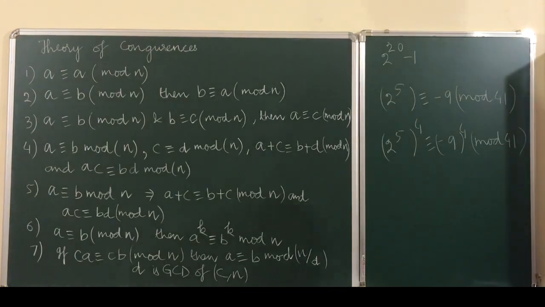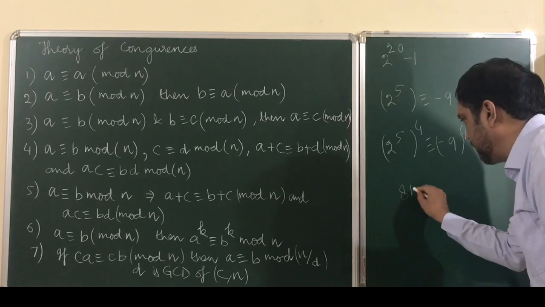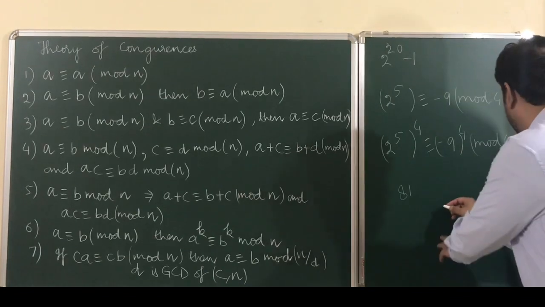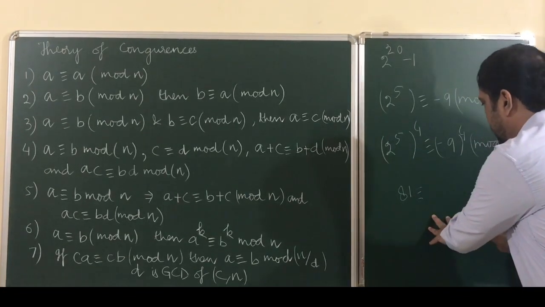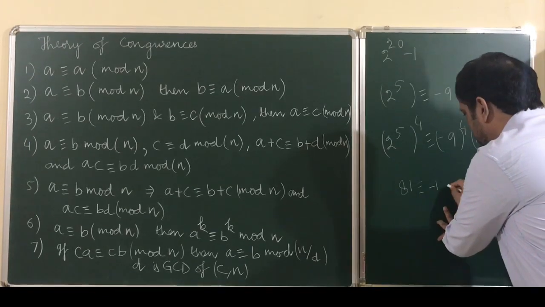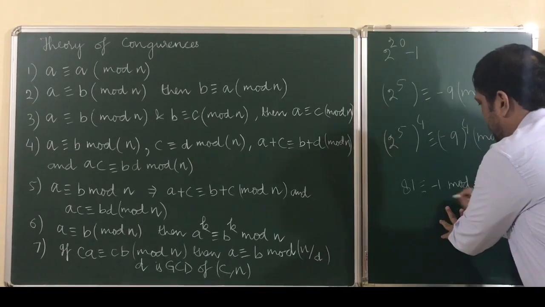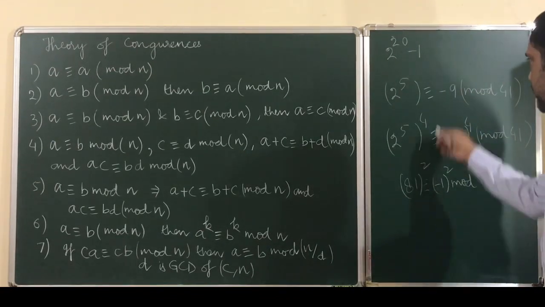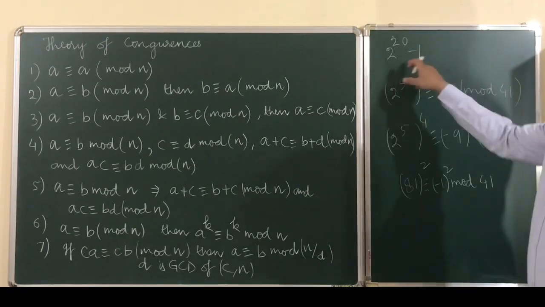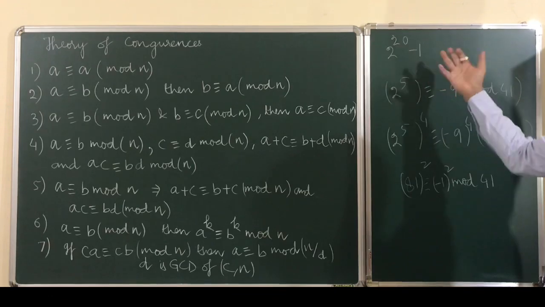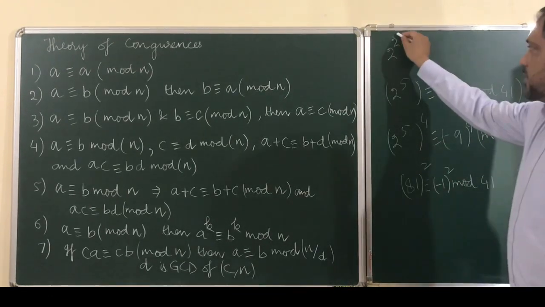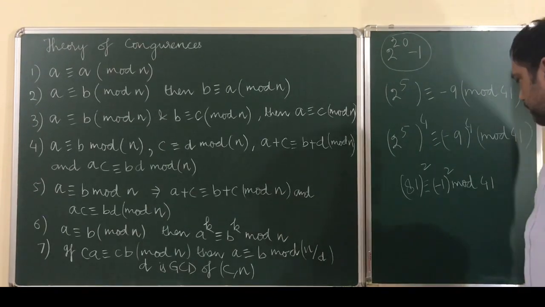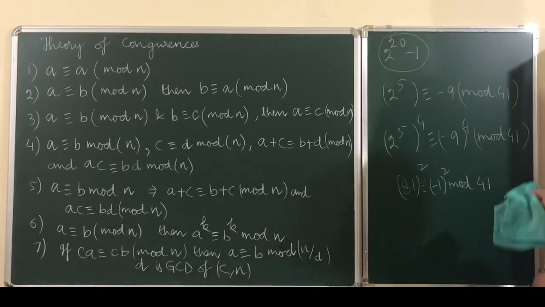So minus 9 raised to the power 4 will become 81 squared. First I will check the divisibility of 81 by 41. We can write 81 congruent to 82 minus 1, that is minus 1 mod 41, and 81 squared becomes minus 1 squared modulo 41, which is 1. So you see the remainder you are getting is 1. If I subtract 1 minus 1, that is 0. So in that case, 2 raised to the power 20 minus 1 is divisible by 41.